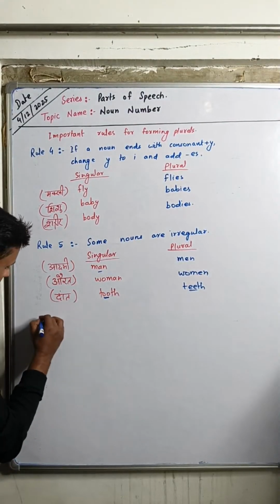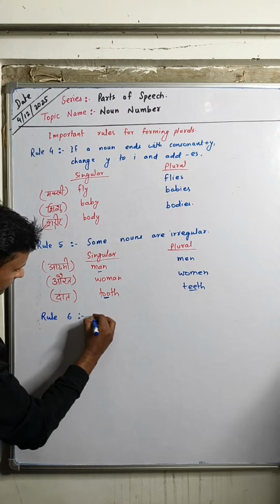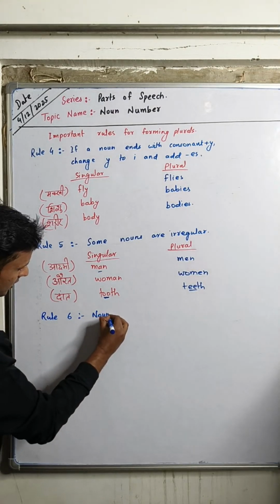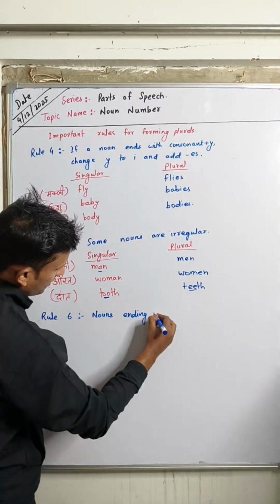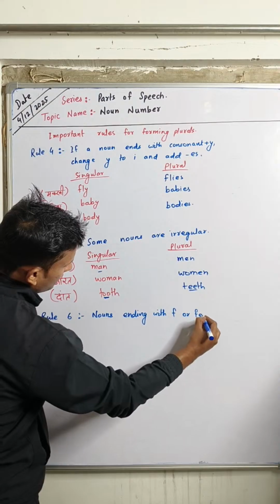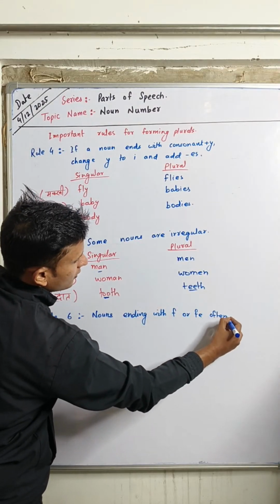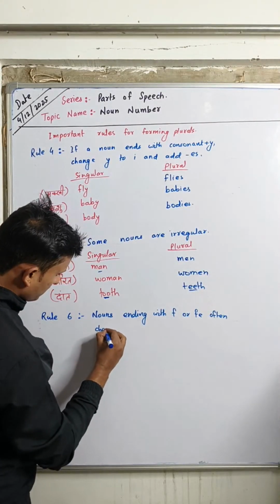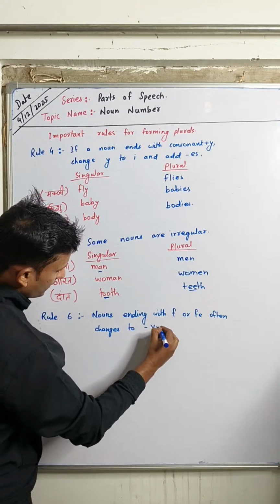Rule number 6. Nouns ending with F or FE often change to VES.